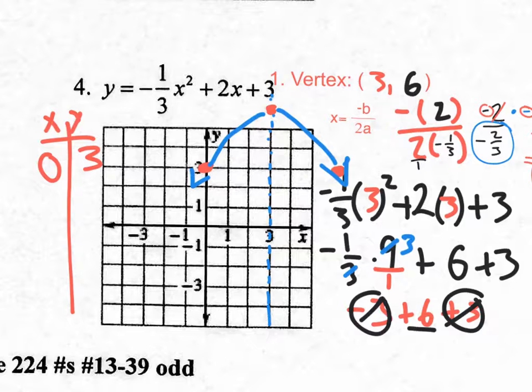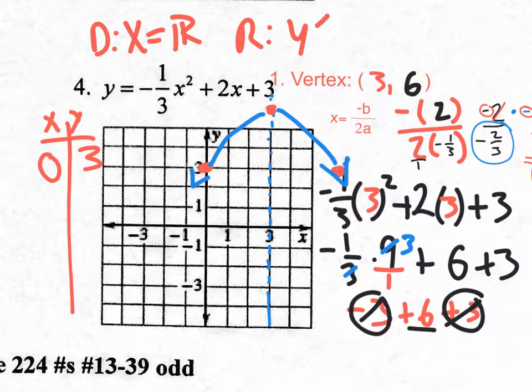Again, so let me write this. The domain was x equals all real numbers. The range is y is less than or equal to 6. Because it's all below the value of 6. It's at 6. That's a max value. Everything else is below it. And we said the axis of symmetry, that was x equals 3.